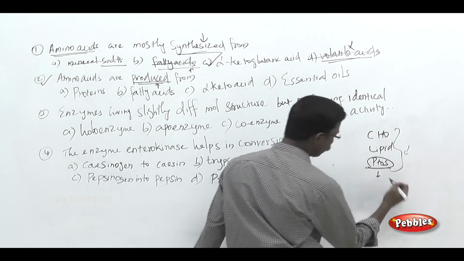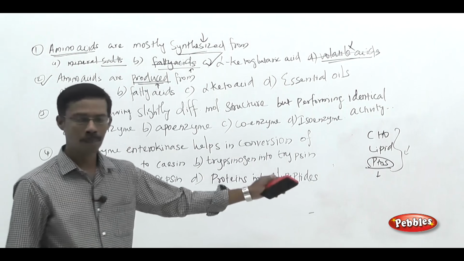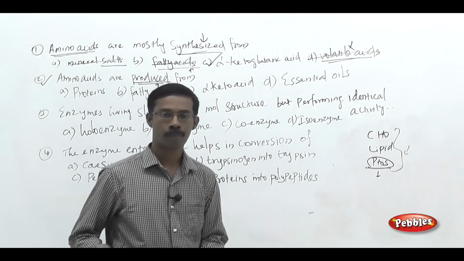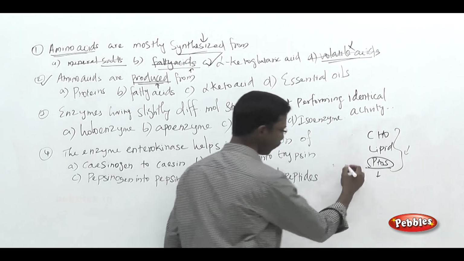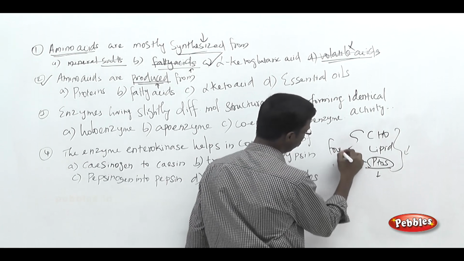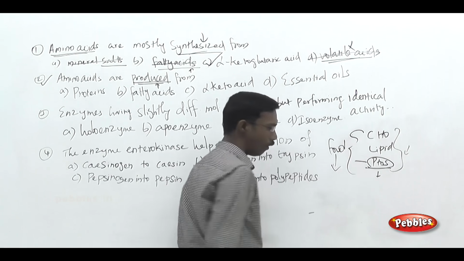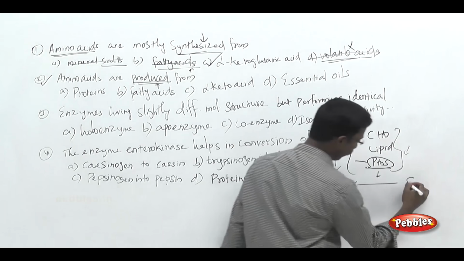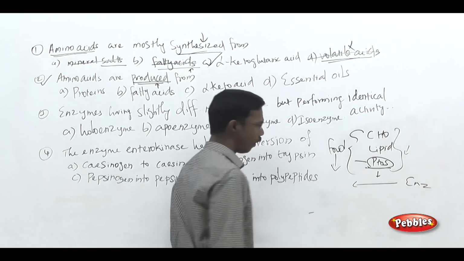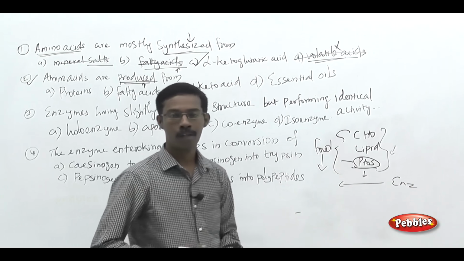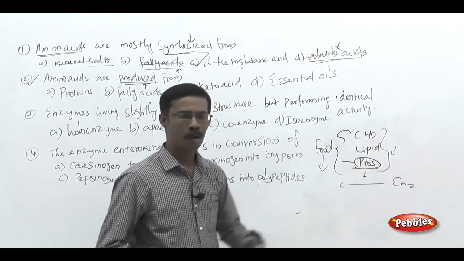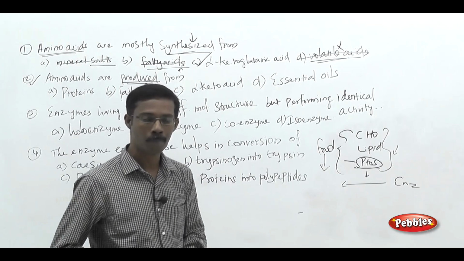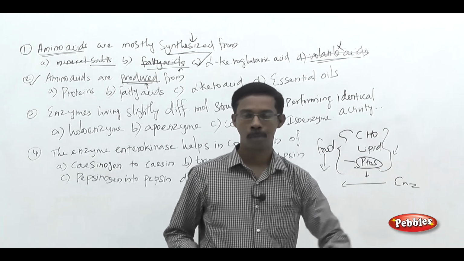Okay, so what happens over here? Whatever macromolecule is ingested by us in the form of food will enter into digestion. So what will happen over here? The digestive enzymes are going to act, and they will digest each and every type of polymeric structure. If it is a carbohydrate, what will happen? Polysaccharide will be digested into monosugars.